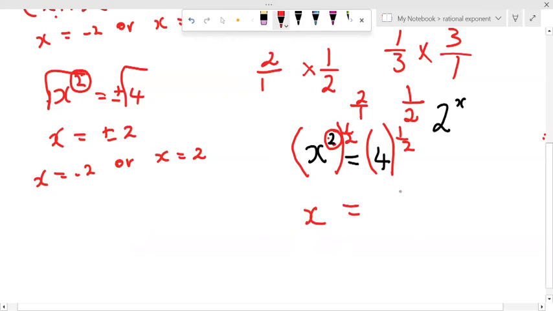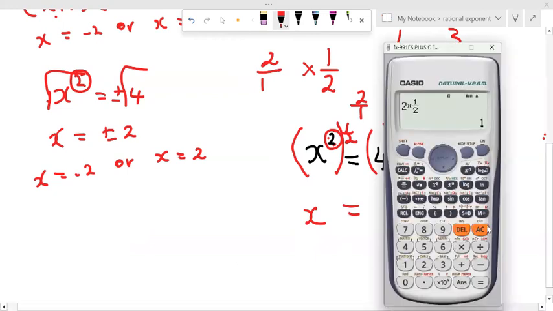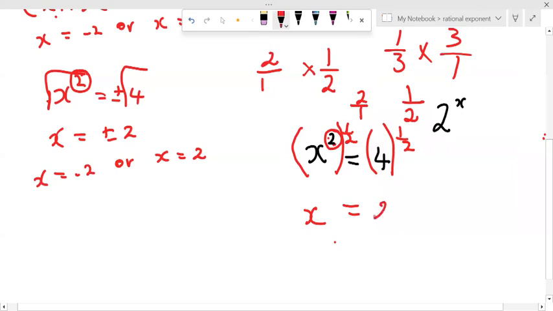Now, we can also do this with our calculator, 4 to the power 1 over 2. We can come and do that and check what we get. So we have open bracket, we have 4 to the power of 1 all over 2. If we say equals to, it gives us an answer as what? As 2.